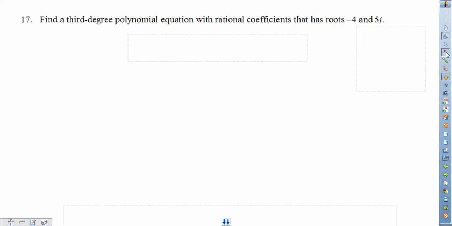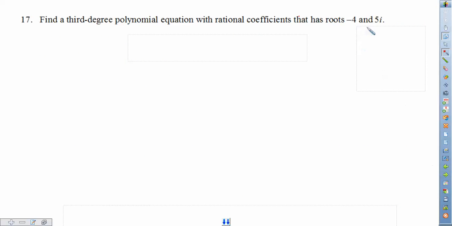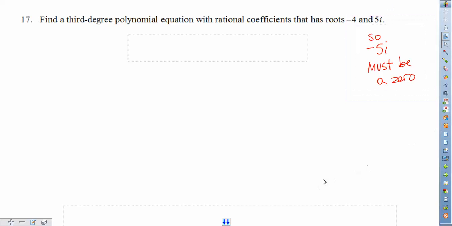Now, just like the problem that we did, where was it? Right here. See number 16, where we said if 3 plus the square root of 6 is a root, then 3 minus the square root of 6 is a root. Same rules apply here. If we have one of the roots as being negative 4 and the other root being 5i, then what else must also have to be a root? You got it. Negative 5i must be a root or a 0.